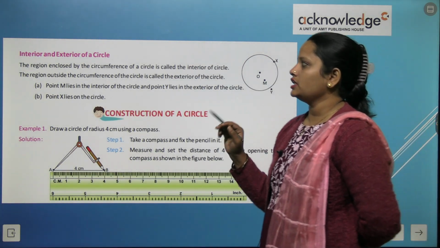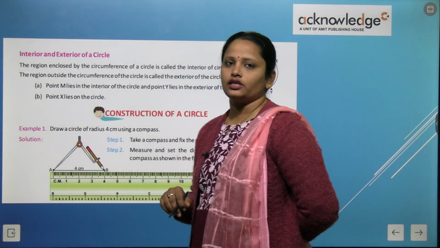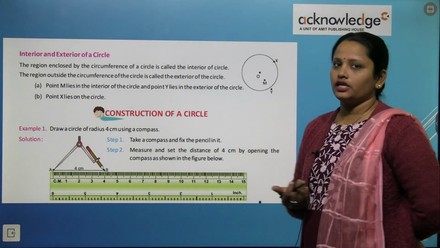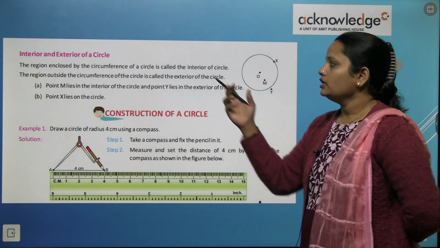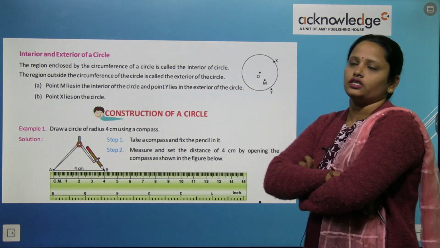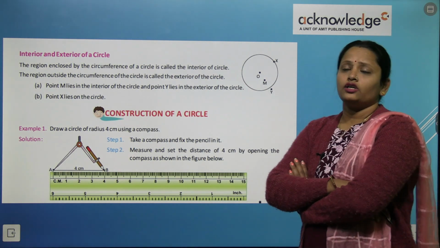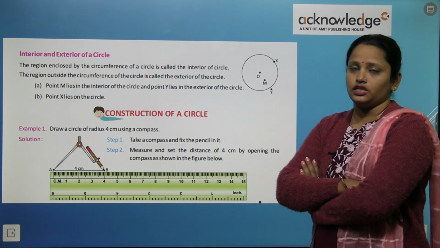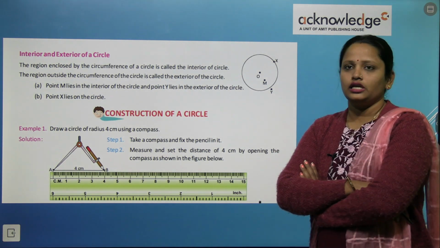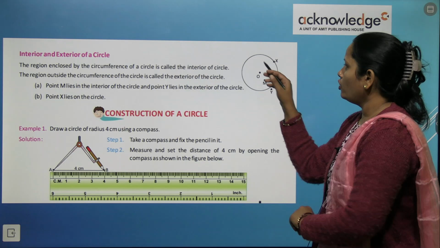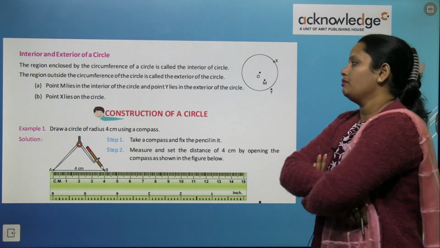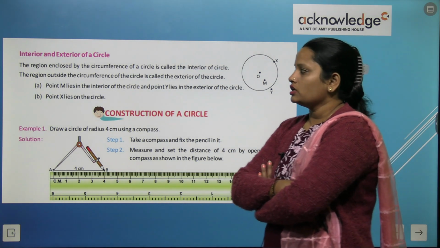Next is interior and exterior of a circle. The inside of a circle we call the interior and the outside of the circle we call the exterior. The region enclosed by the circumference of a circle is called the interior of the circle. The part that is inside the circle we call the interior. The region outside the circumference of the circle is called the exterior of the circle. The area that is outside the circle, outside the circumference, we call the exterior.